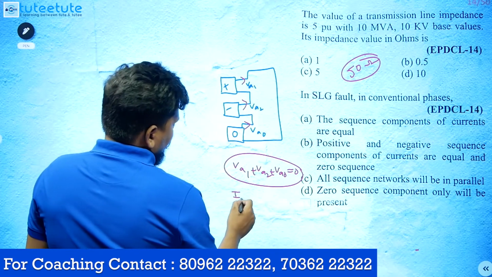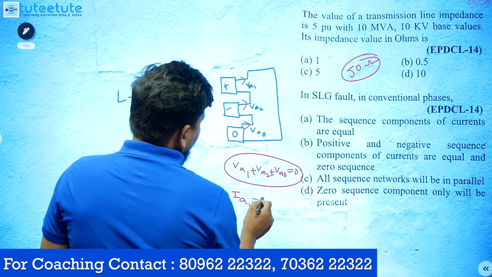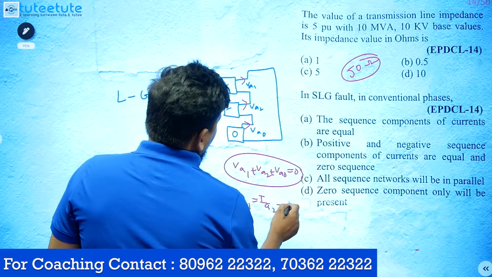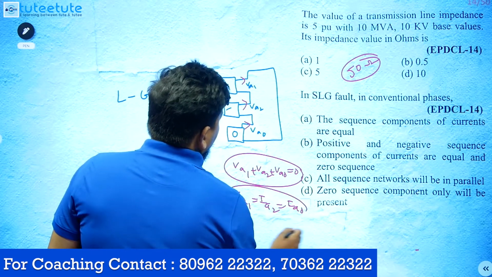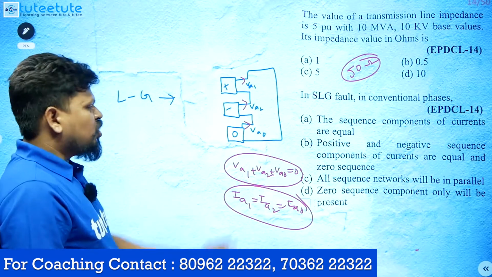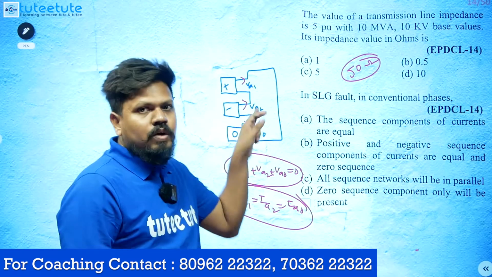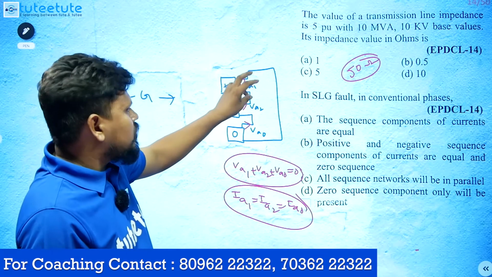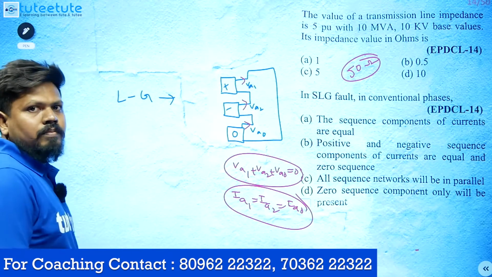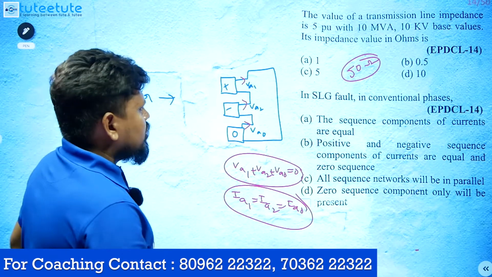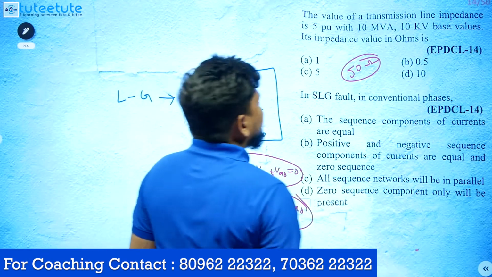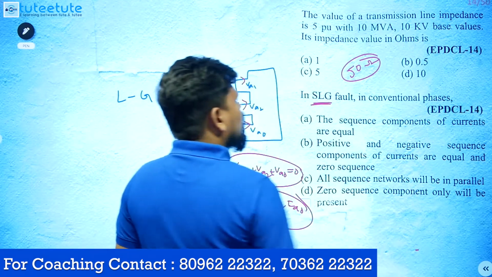That means IA1 is equal to IA2 is equal to IA0. This is for this, okay. So there is no need to remember these directly. Remember the network, how the sequence networks will be whenever an LG fault occurs. Understanding, right? See what they are asking: a single line to ground fault.